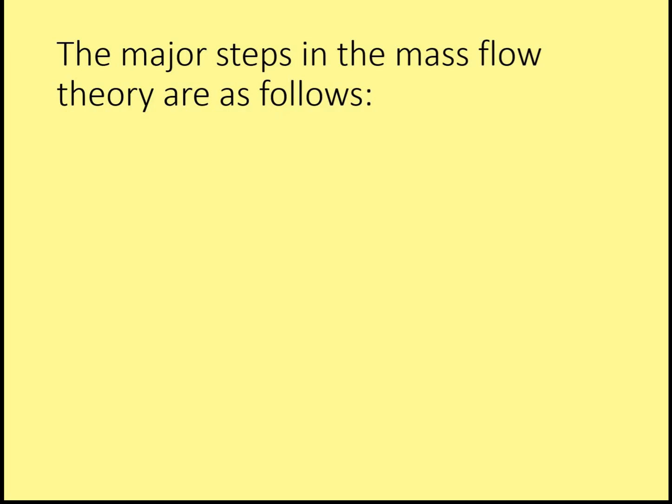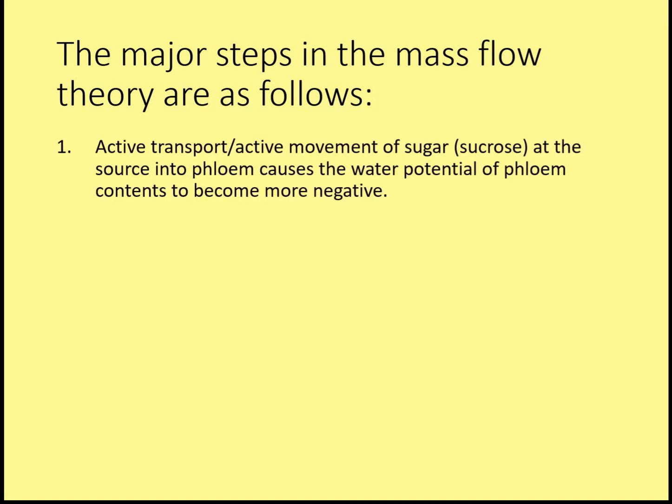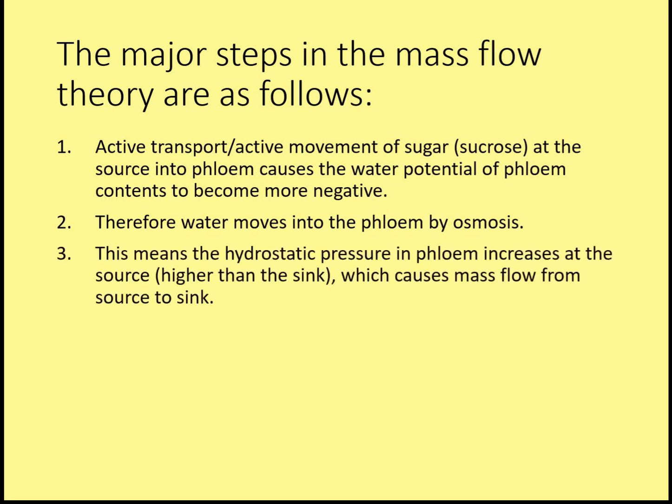So if you've had a go, the major steps in the theory are: active transport of sucrose into the phloem at the source lowers the water potential of the phloem. Water moves into the phloem at the source by osmosis. This increases the hydrostatic pressure in the phloem, so it's higher than at the sink, which causes mass flow of water with the solutes dissolved in it to flow from the source to the sink.